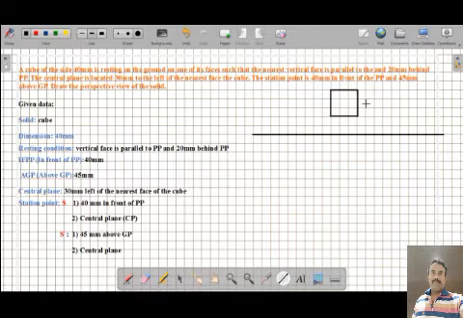See the resting condition here. Here vertical face is parallel to PP and 20 mm behind picture plane. So one of the base edges is 20 mm behind the picture plane and parallel to PP.